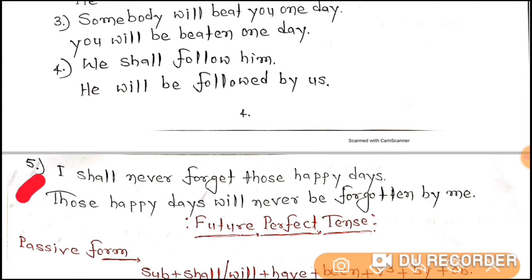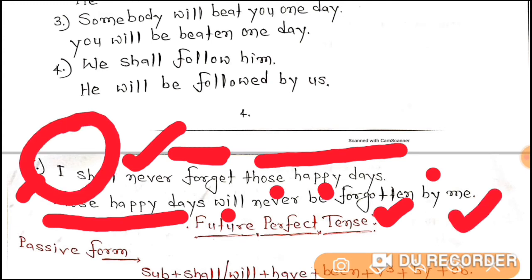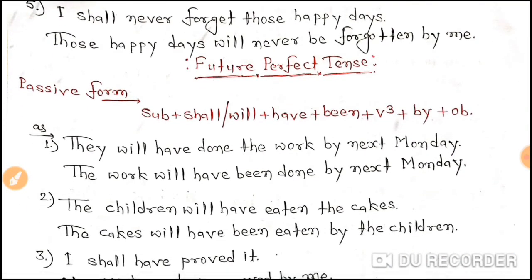Now let's understand the last example, fifth example. I shall never forget those happy days. So I shall never forget. Forget what? So your object is what? Those happy days. So those happy days has become the subject of passive voice. So here those happy days will, and then in your sentence there is never. So never, and be, and forget has become as V3 forgotten, and then by, and at last I has become what? Me. So now your sentence is what? Those happy days will never be forgotten by me. So you have just done the passive voice of the first one, future indefinite tense.